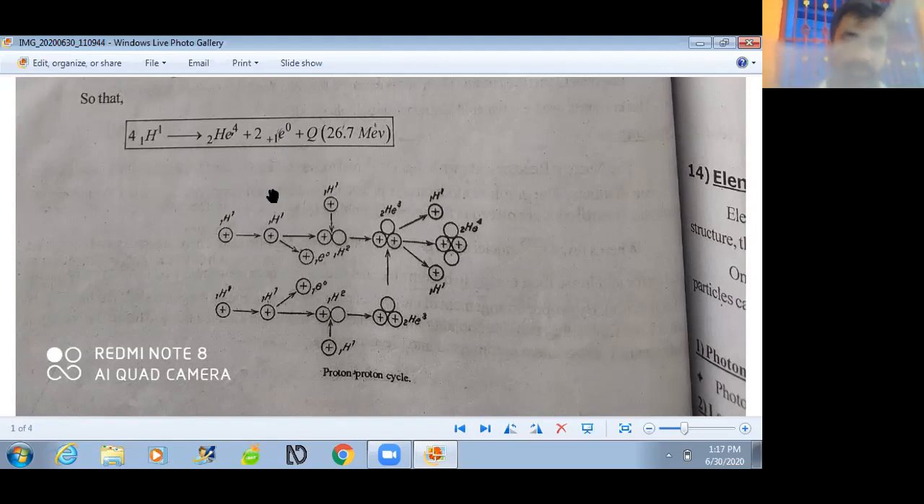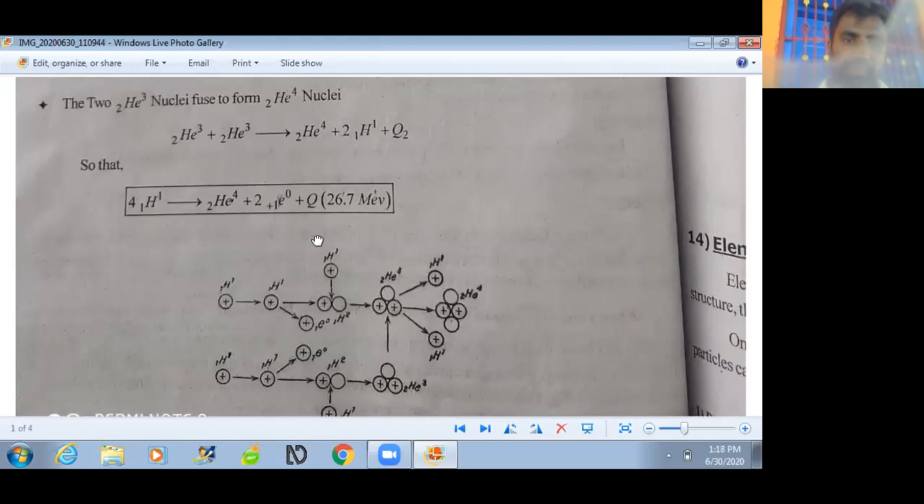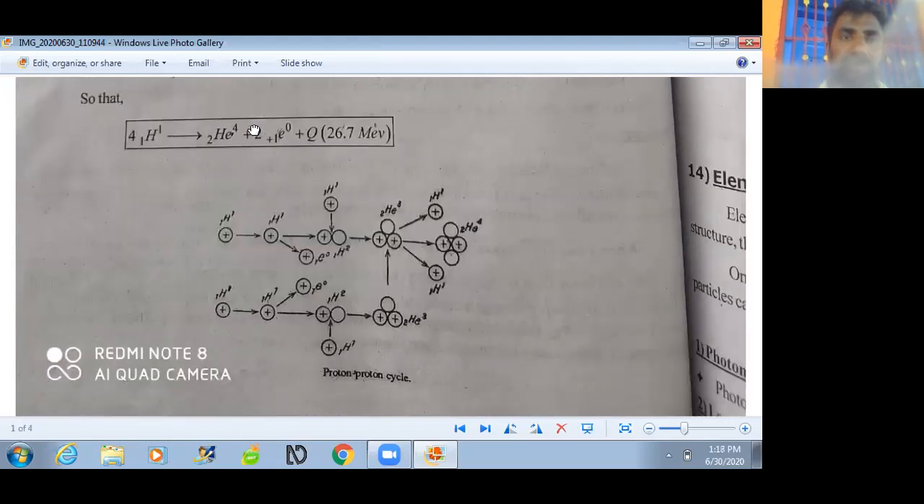What is a proton-proton cycle? In the proton-proton cycle, two protons are combined together, and then finally a helium nucleus is formed. This is a proton-proton cycle.